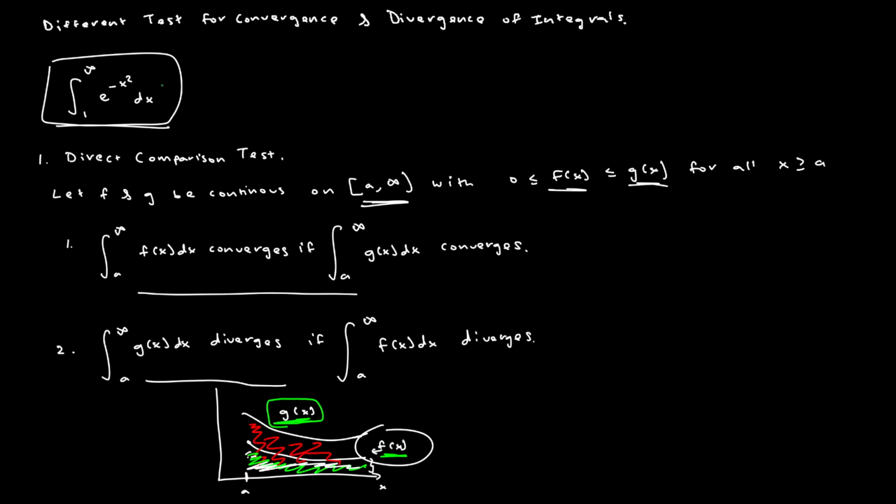And so, with the knowledge of the direct comparison test, let's actually determine whether our original example, the integral from 1 to infinity of e to the minus x squared dx, converges or diverges. So the first thing we need to do is find out whether this integral converges. That's the question. And to do that with the direct comparison test, we need to upper bound this integrand.